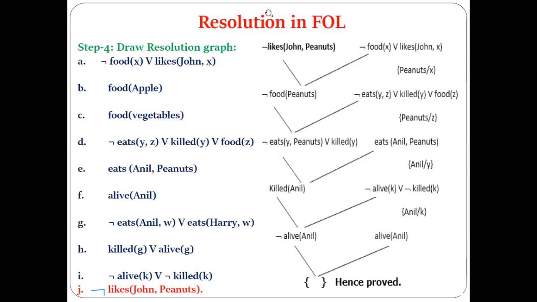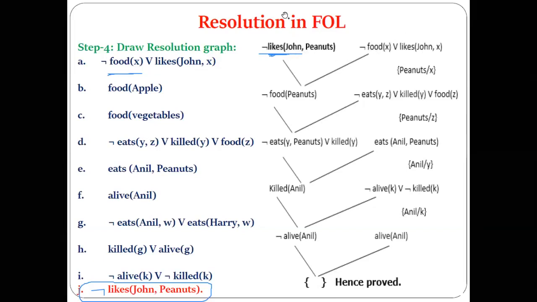some student asked me about this first statement. We start from whatever thing we want to prove. This is the thing that you want to prove, correct? So we write this statement. Then what is the next step? How do we do the next resolution? X is replaced with peanuts. And then how have we taken this statement?